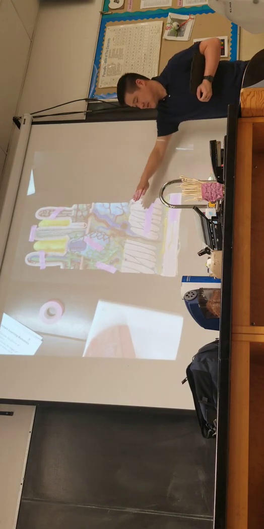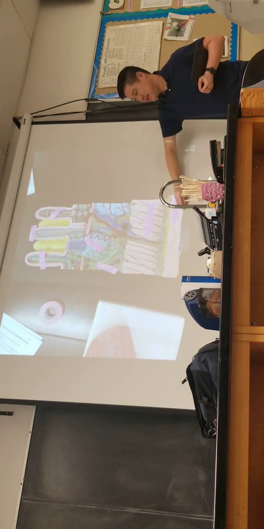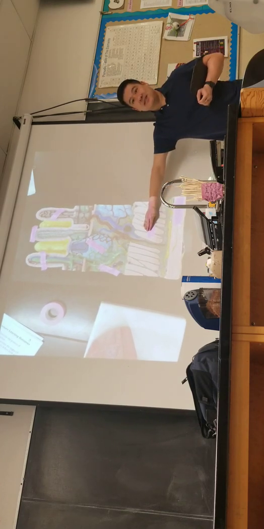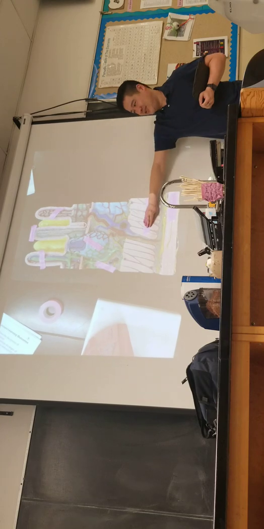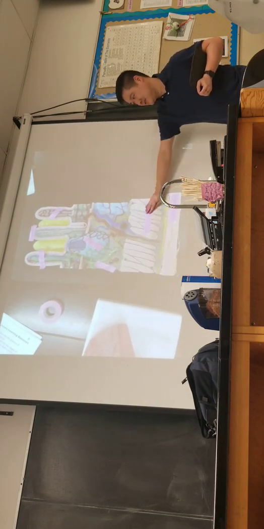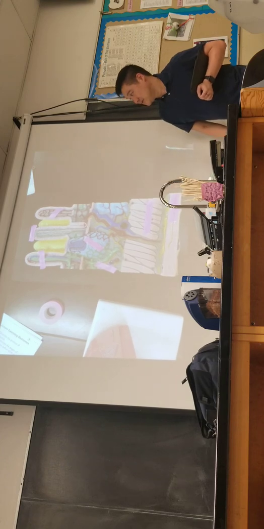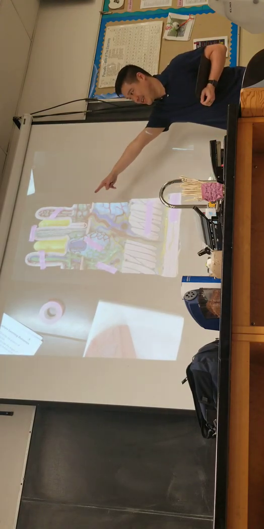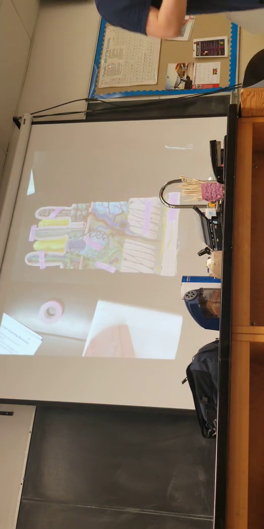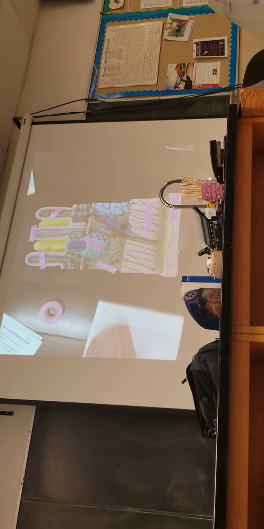And then there's 2 muscularis layers. What's the inner muscularis called? Inner circular, outer longitudinal. Oh, what's that green thing? The lacteal of the lymphatic system. Okay. Any more models for you guys?